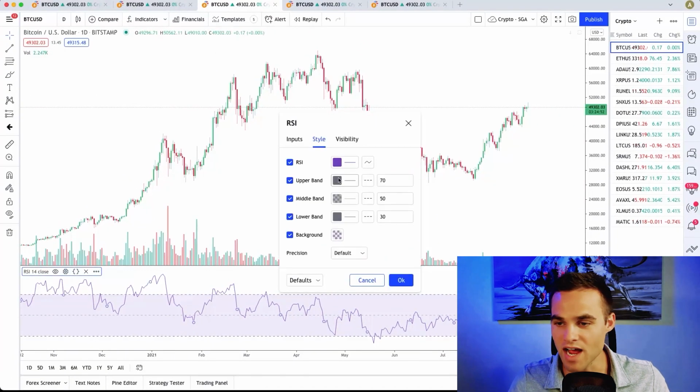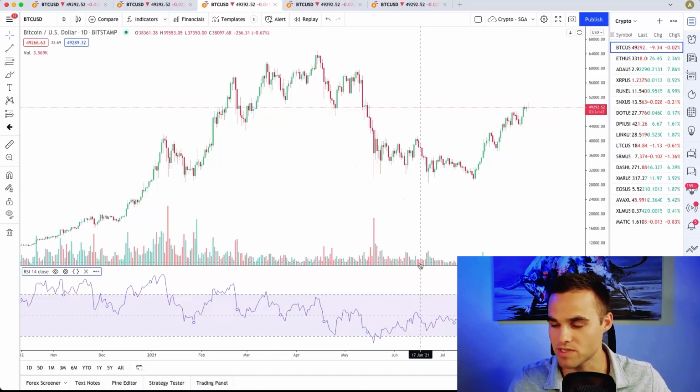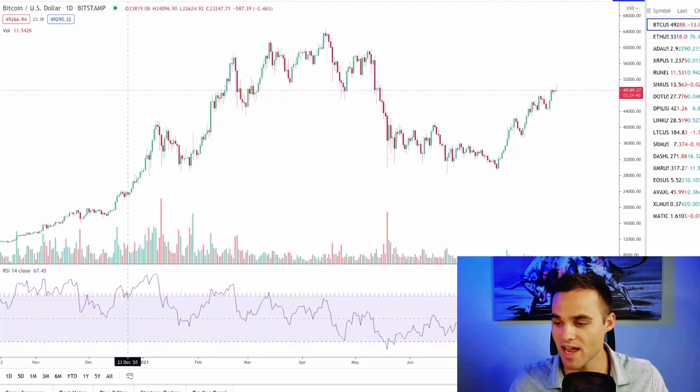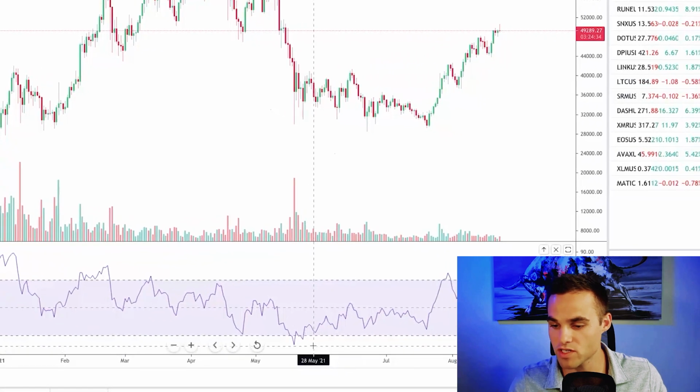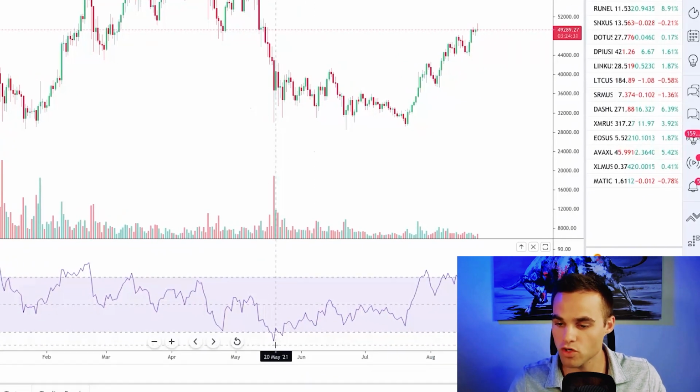Now, with the RSI, you can change what you want the upper band and the lower band to be. Generally, it's 70 and 30, or if you want to be more extreme, you can use 80 and 20 as the inputs, but 70 and 30 should just be fine. Again, if it's over the 70 mark, then this is what's called the overbought area. And if it's below this 30, this means that this is the oversold area.